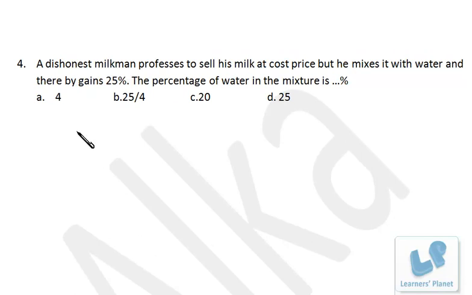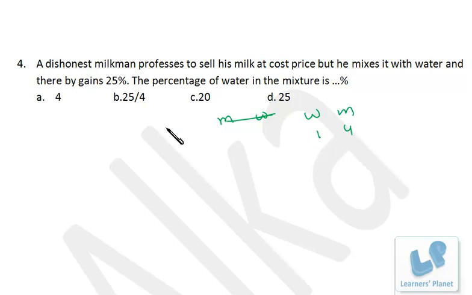In this question, a dishonest milkman professes to sell his milk at cost price, but he mixes it with water and thereby gains 25%. The percentage of water in the mixture. Friends, again a very easy problem. 25% profit, that means the profit is 1 by 4, right? So water to milk is 1 by 4. That means while he is selling 5 liters, 1 liter is water over there.